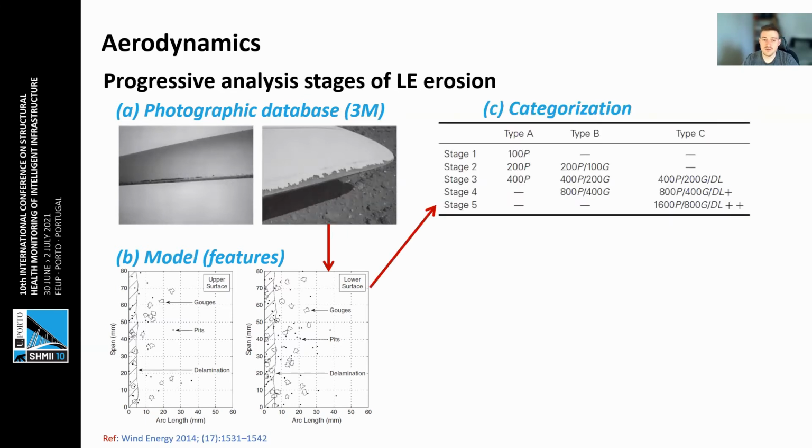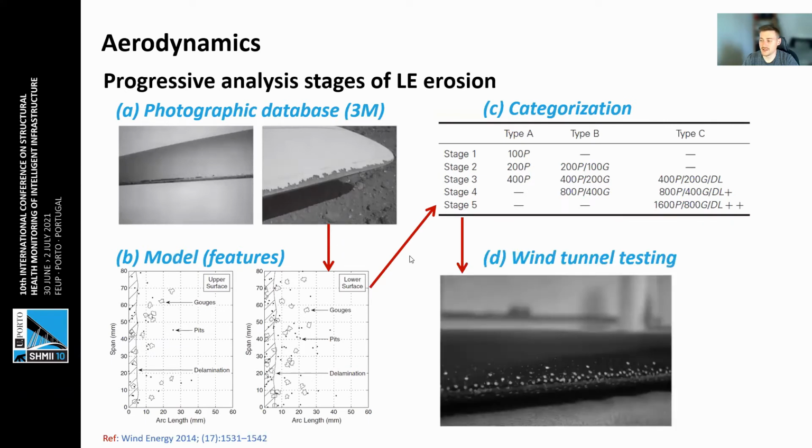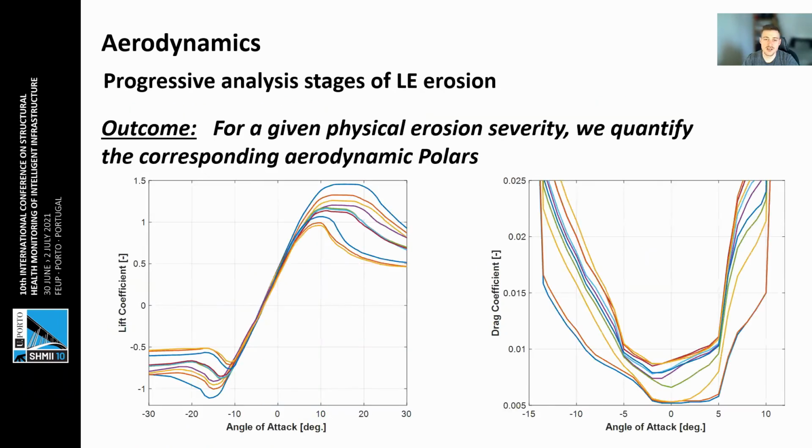So the authors of this paper devised this categorization, and they also performed wind tunnel tests of airfoils with various stages of leading edge degradation corresponding to these categories. They reported the impact of the different stages of leading edge erosion on the aerodynamic performance of these airfoils. And thanks to this previous work, we are now able to quantify the aerodynamic coefficients for a given erosion class.